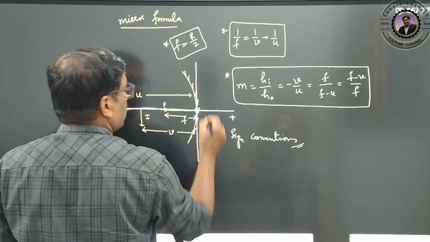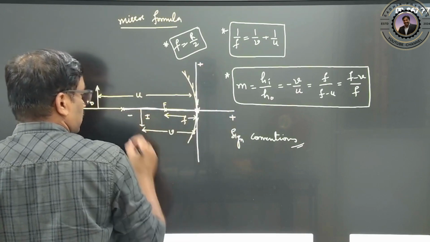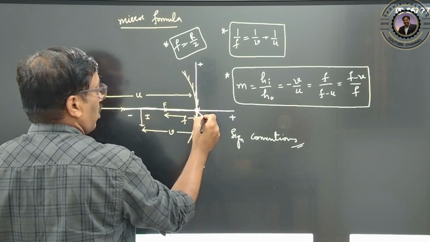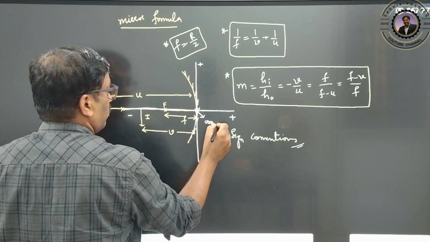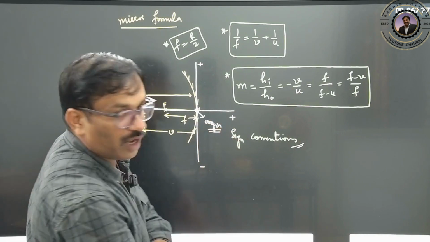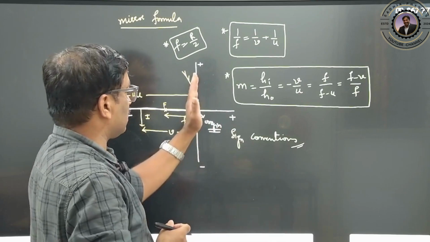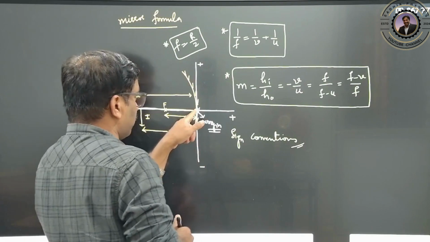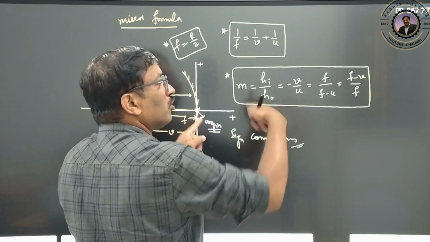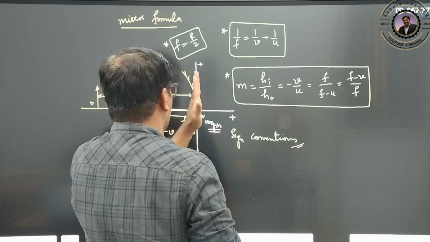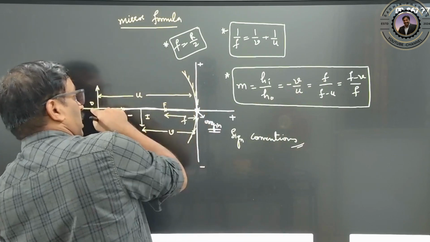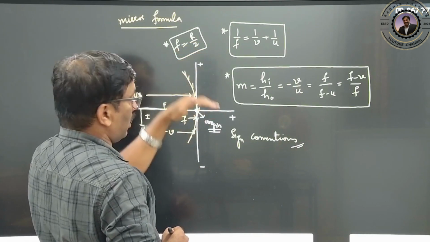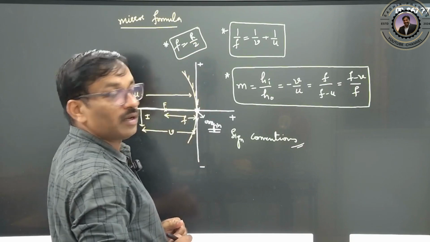That means this side is positive, this side is positive, this side is negative, this side is negative. So the pole is at the origin. You might know from your graph that all the distances are measured from the origin only. Clear? If you are measuring from here to this side, you take a positive value. If you are measuring from here to the other side, a negative value. If measuring upward, positive value. If measuring downward, negative value.